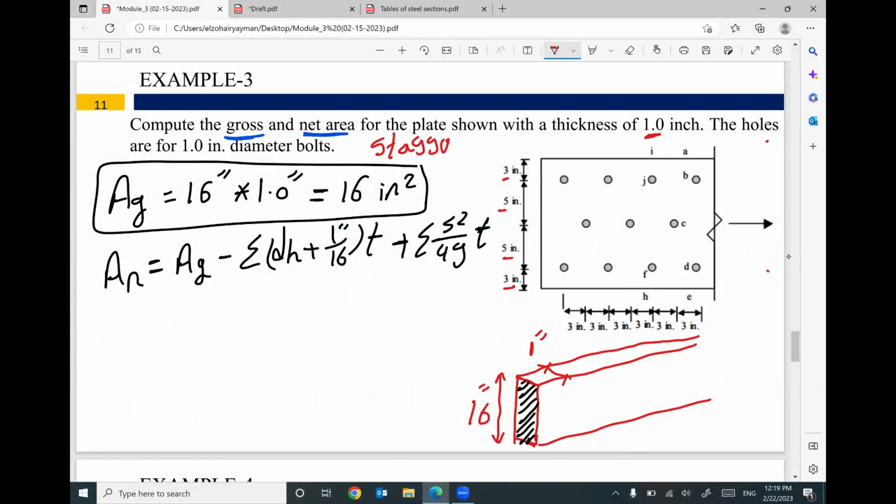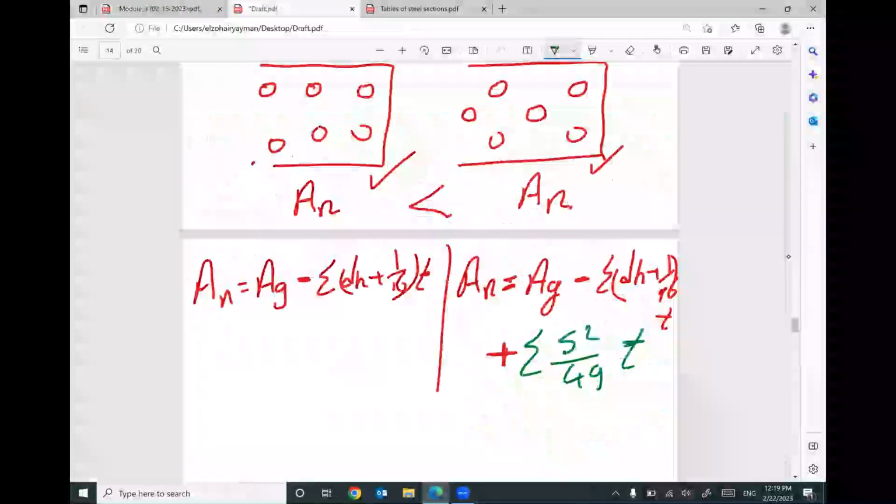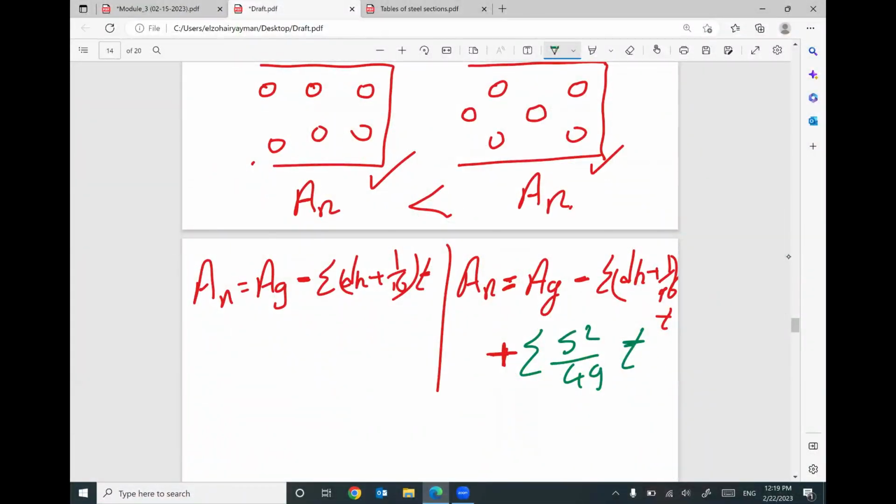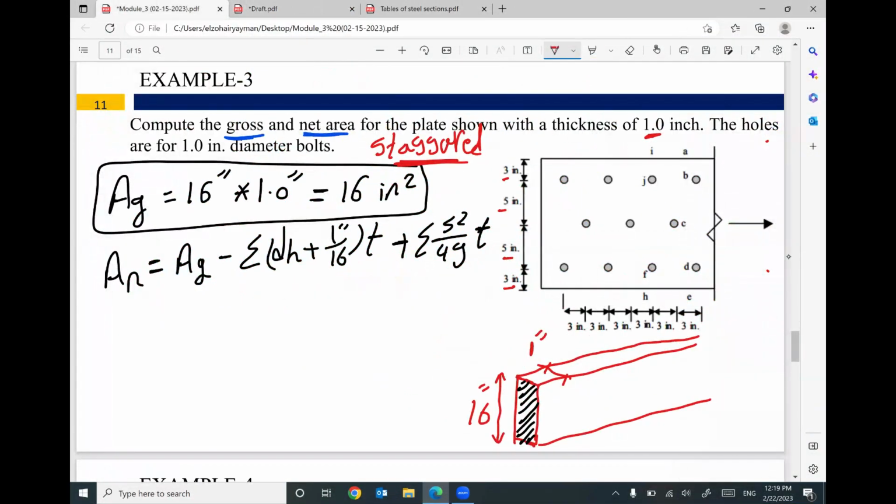The problem will not say that it's a staggered arrangement. You have to figure this out. I will explain it one more time. This is the arrangement of staggered, and this is the arrangement of parallel. So please make sure you can figure out which one is your case.